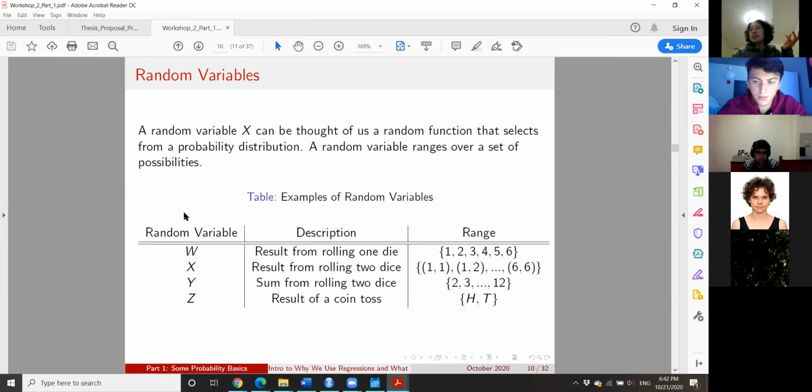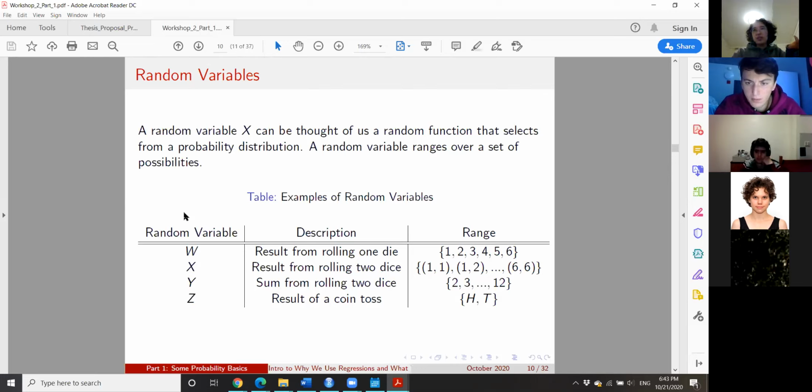Okay, so a random variable X can be thought of as, in some sense, a random function that selects from a probability distribution. So in reality, this is just assigning a letter name to these kinds of distributions of probabilities. So you can have the result from rolling a die, and that's 1 through 6, or any of these examples. Random variables do not necessarily need to be numeric, but in general, they will.